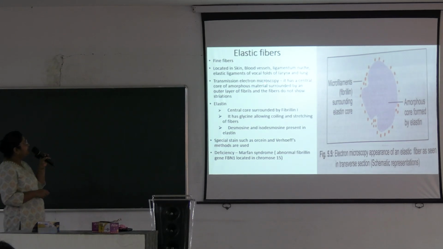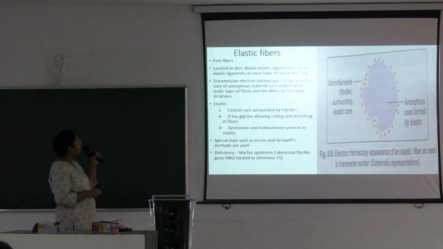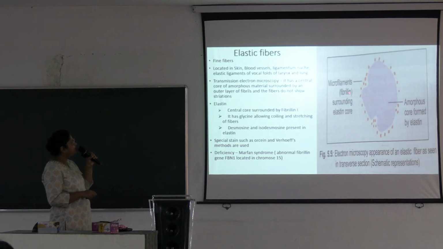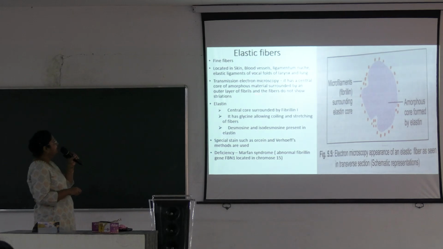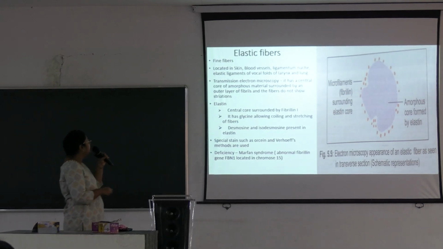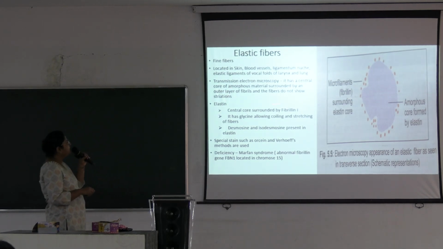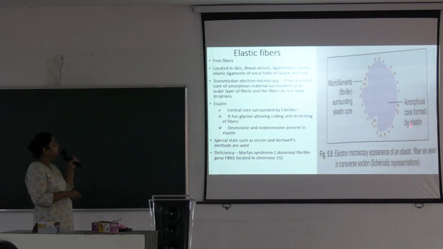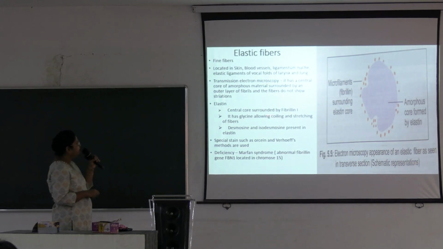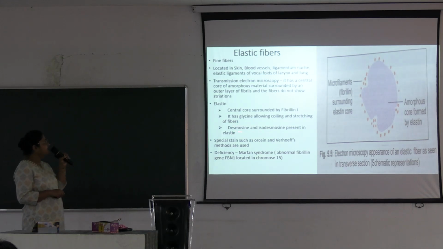In transmission electron microscopy, it has a central core of amorphous material surrounded by an outer layer of fibrils, the microfilaments, and the fibers do not show any striations. Elastic fibers have no striation. Elastin is the central core surrounded by fibrillin 1. Fibrillin 1 has glycine allowing coiling and stretching of the fibers. There are desmosine and isodesmosine present in the elastin.